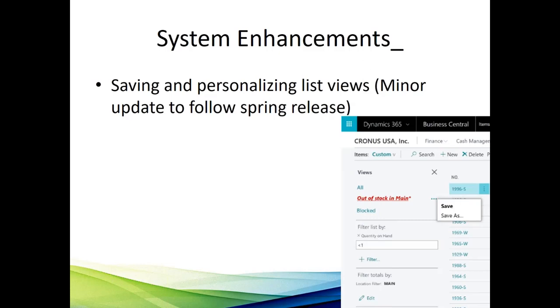So what we can do is show this filter pane, add the various fields that we wish, apply a filter, and then save it. So maybe I have my active customers, or in this case, they're showing what is out of stock in my main warehouse, and then you can get a quick view of those related items. But again, this will be a minor update, and it should follow the spring release.